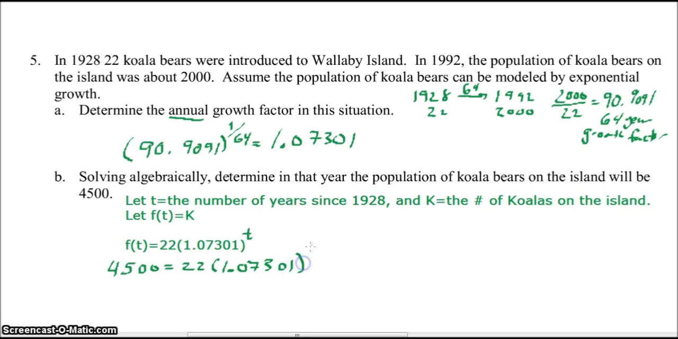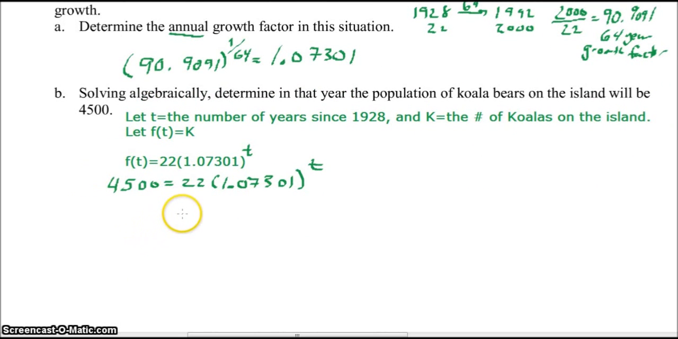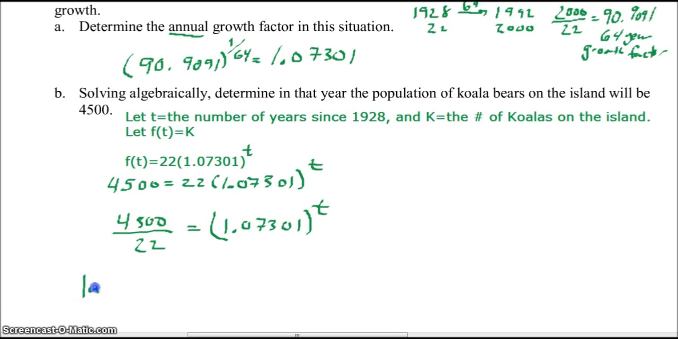We want to determine the year when that will happen, so we're using our function to predict. And so we can just solve this equation for t. So we can take 4,500 and divide by 22 to get an exponential form. Now we can take the natural log of both sides. We could have used a common log. Now we bring our t out front on the right hand side.